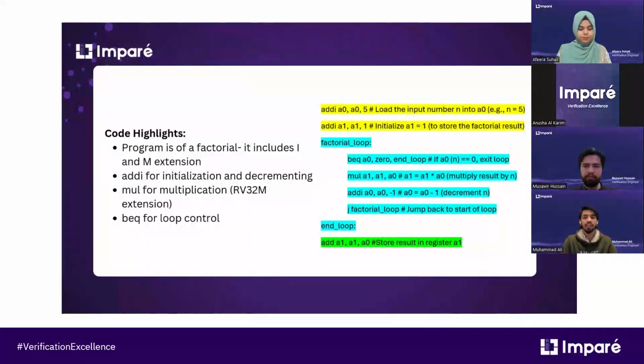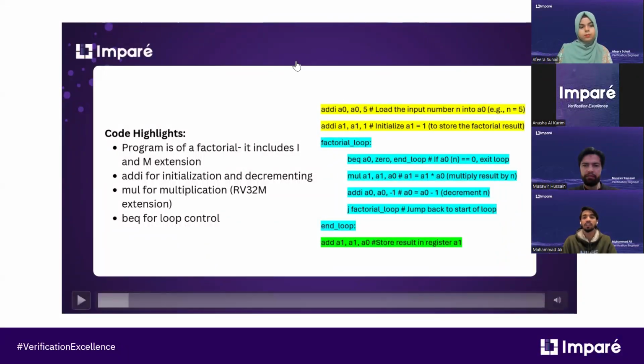Firstly, the code highlighted in yellow is used to load initial values. We load an initial value, let's say n is equal to 5, which represents the number that we are going to calculate the factorial of. And also we are going to initialize another register with the value 1, because the factorial calculation starts with multiplication by 1. Now we enter the loop, which is shown in blue, highlighting where we iteratively multiply the result register with the current value of n.